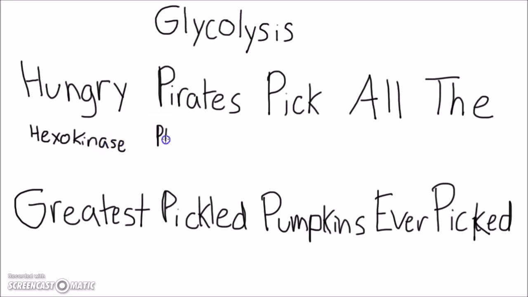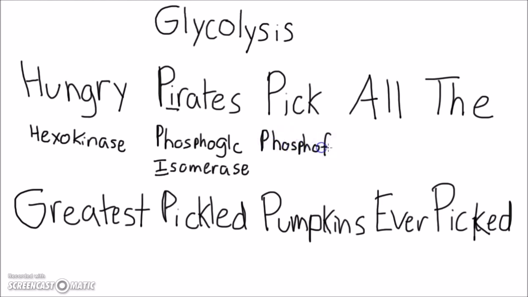So the first enzyme is hexokinase. The second enzyme is P, so phosphoglucose isomerase. And because there are a lot of P enzymes in here, I made sure that every mnemonic word corresponded with whether it's an isomerase, a kinase, or a mutase. So pirates has an I, so it's phosphoglucose isomerase. And pick has a K, so it's phosphofructose kinase.